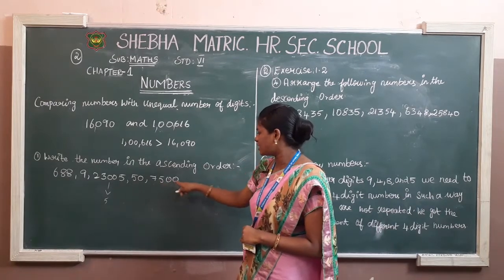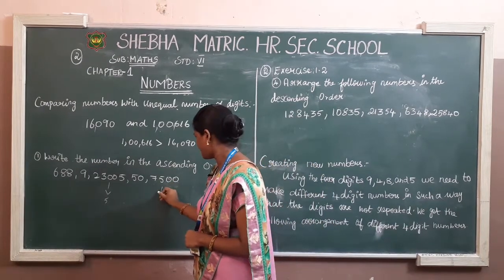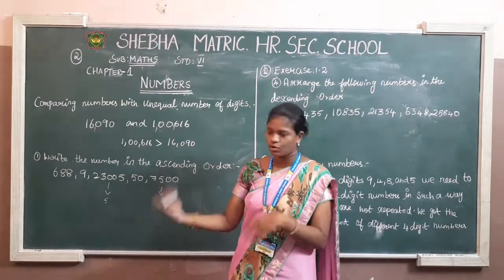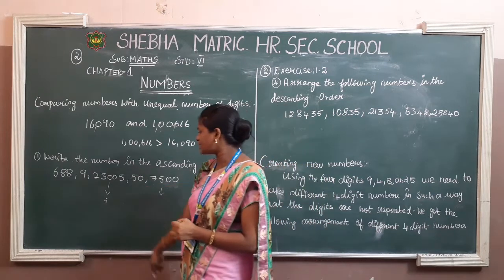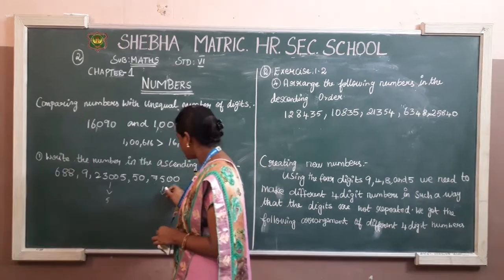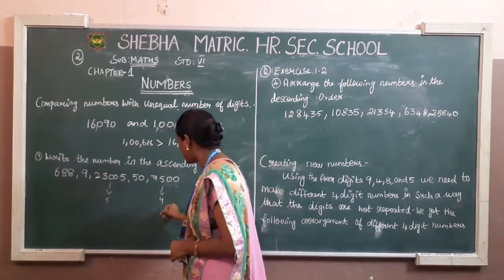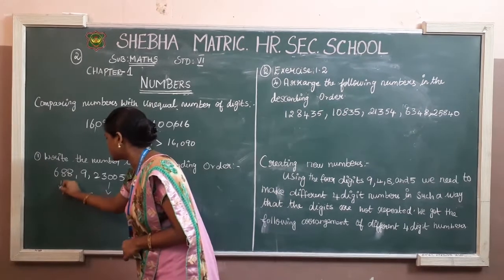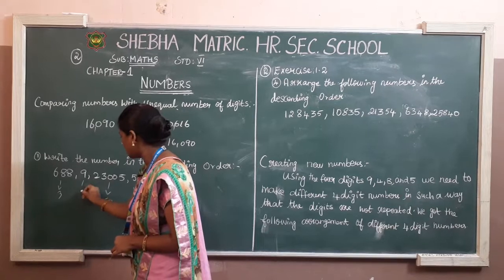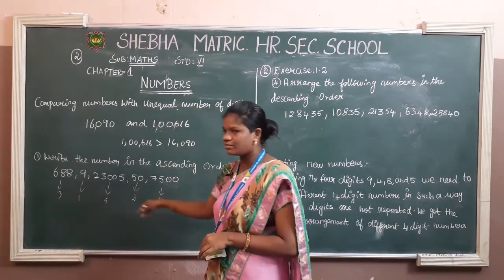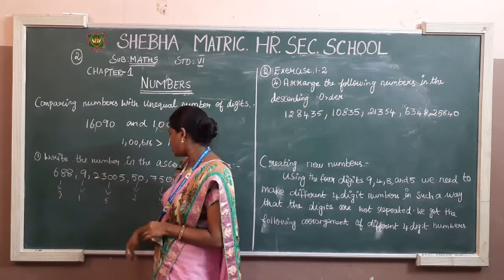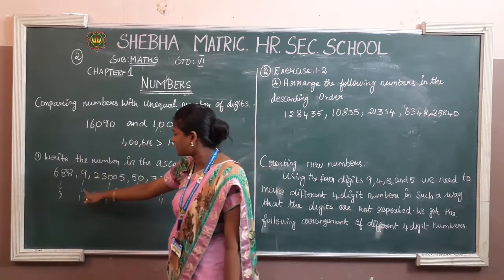And next, 1, 2, 3, 4. This is ascending order, no? So we write from the smaller number to the greater number. The next numbers have 4, 3, 2 and 1 digits. This is the 5 digit number, this is the 4 digit number, 688 is the 3 digit number, 50 is a 2 digit number and 9 is a 1 digit number.